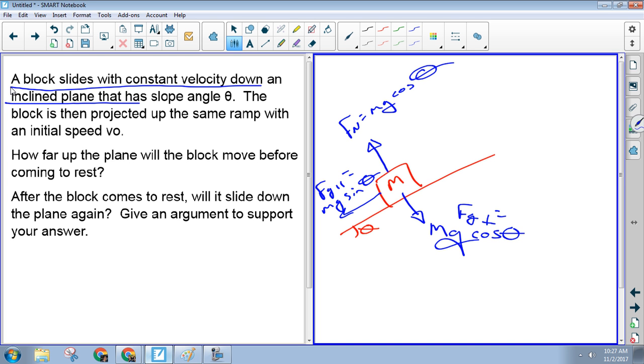All right, so what this is telling me then is my force of kinetic friction has got to equal mg sine theta. That's right, accurate.